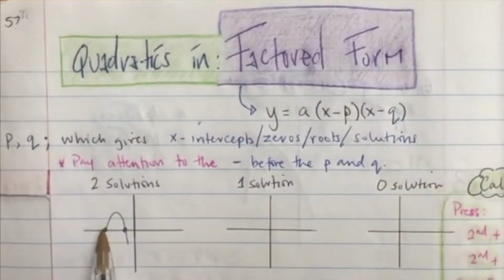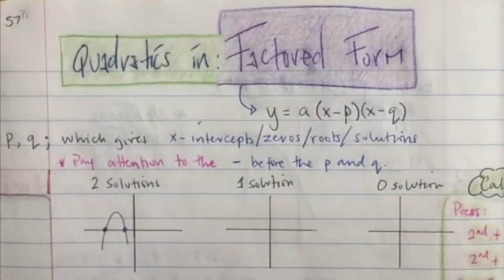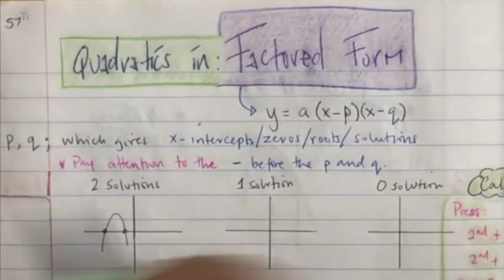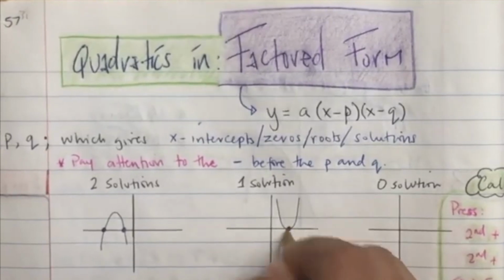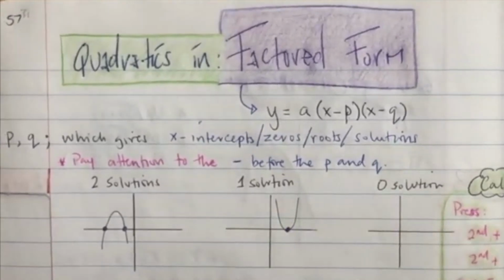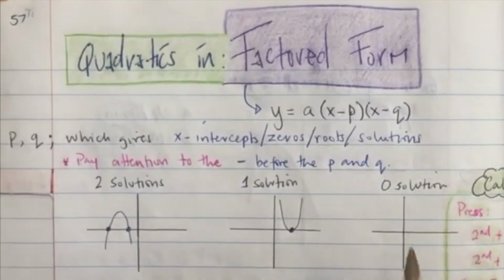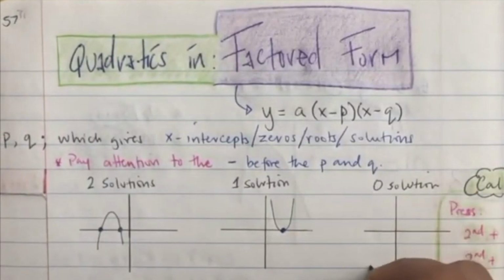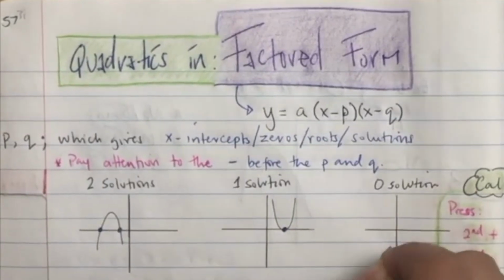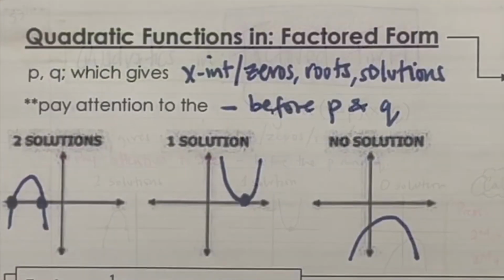So you have 2 solutions if it crosses twice. You'll have 1 solution if it crosses what? Once. So what does that look like? Okay, where it only touches it right there. 1 solution. Okay, so that's 1 zero, or 1 root, 1 solution, or 1 x-intercept. You have 0 solutions if it does not touch the axis at all. So if it does not touch the x-axis, what does that look like? Let's do something like this. There are no solutions because it does not touch it.